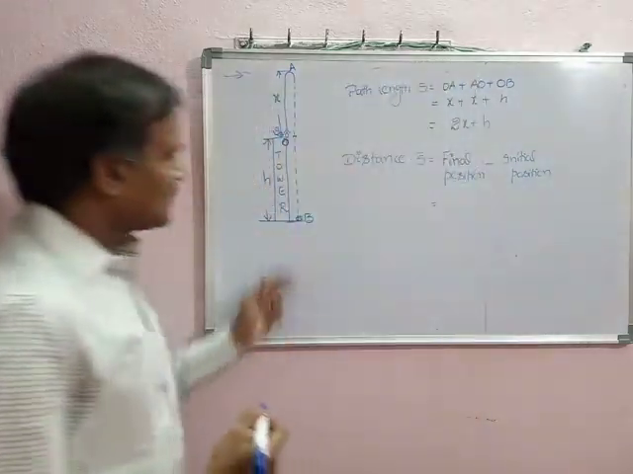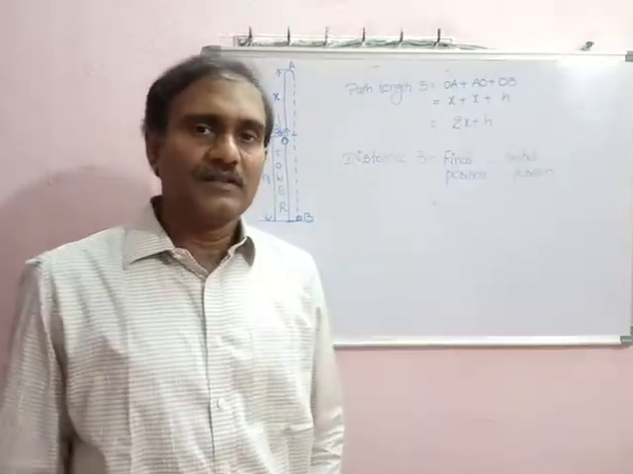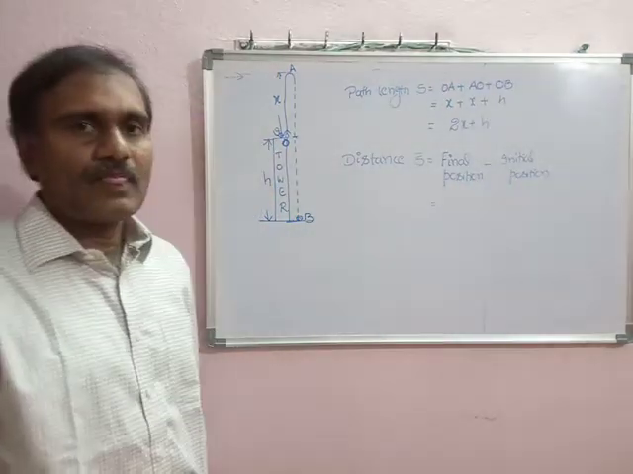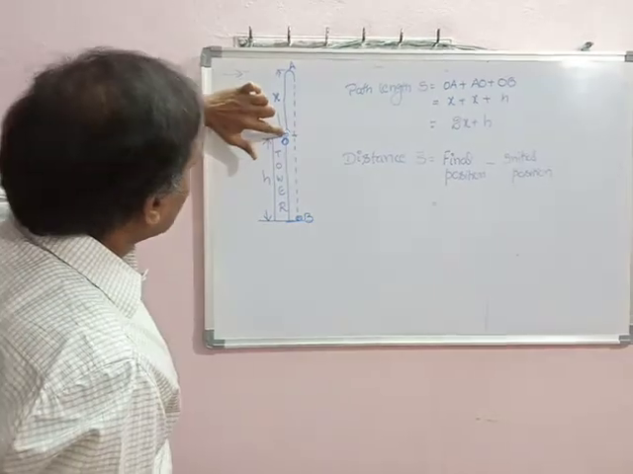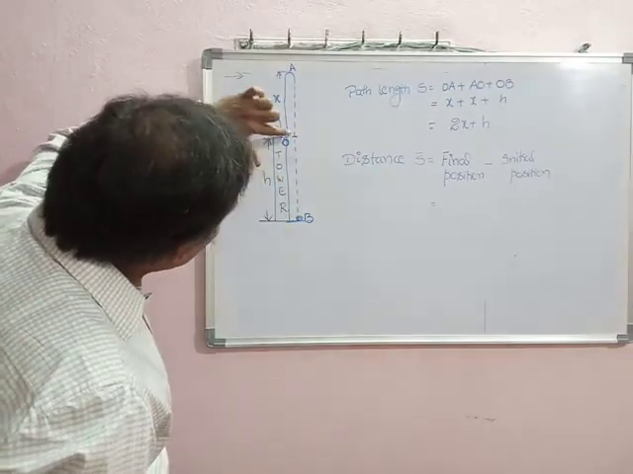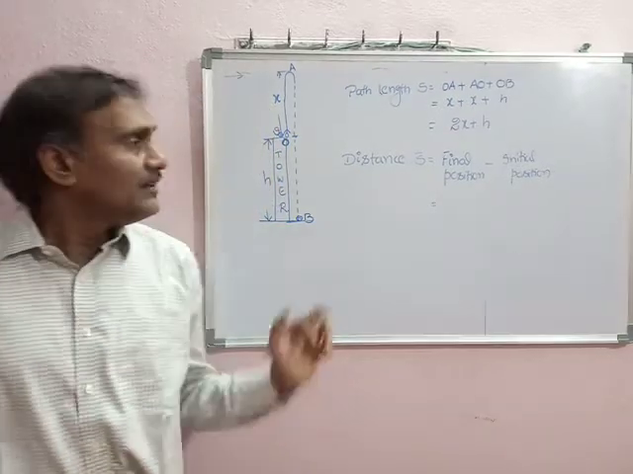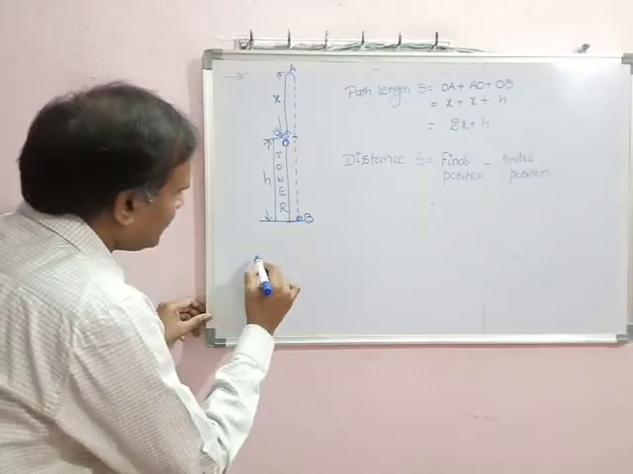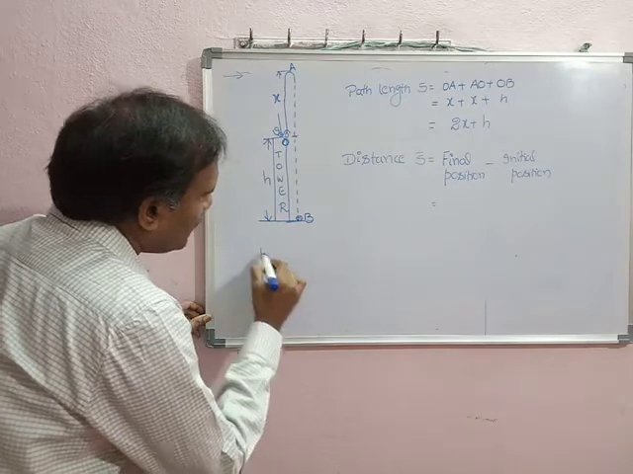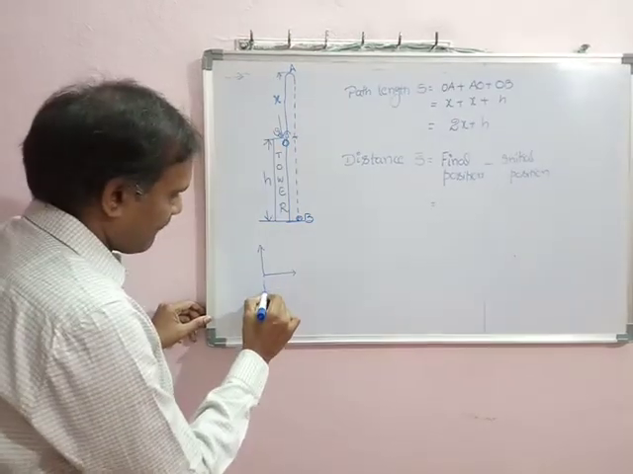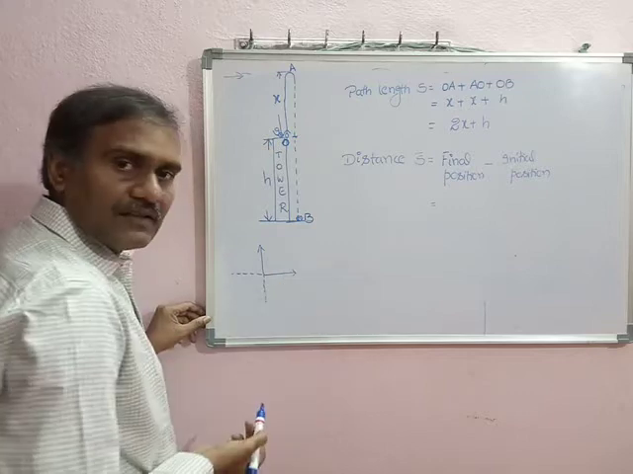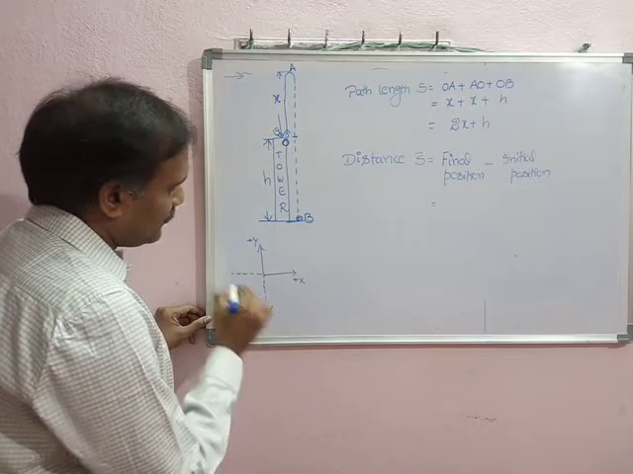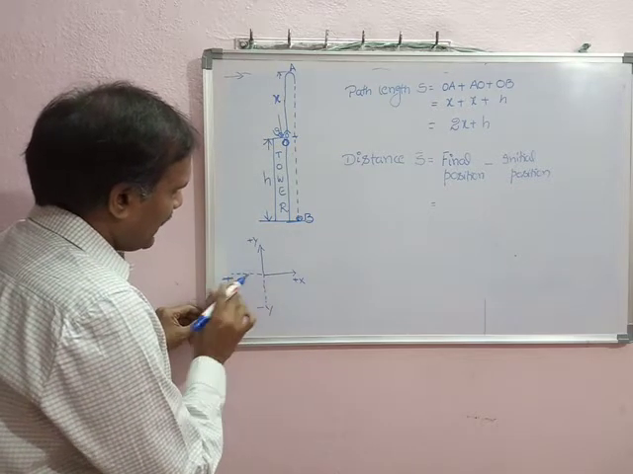What is the final position for this entire journey? B. And the initial position is O. Now you tell me, which axis we assume as the negative y-axis? If you consider it a Cartesian coordinate system, this is the positive x-axis, this is the positive y-axis, this is the negative y-axis, this is the negative x-axis.